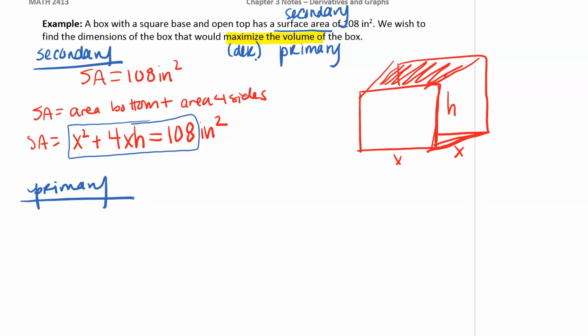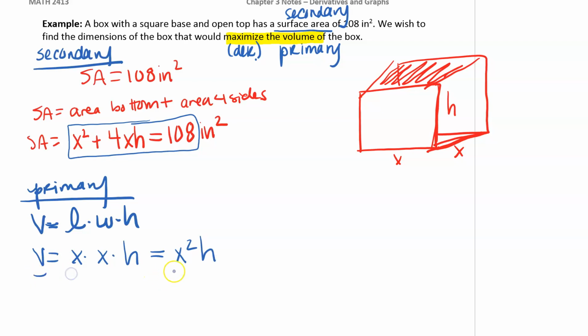And so my primary equation is going to be the volume of this box, like the previous problem, which is length times width times height. We know that the length is x, the width is x, and the height is h. So that gives me x squared h. But now I have three variables. I have V, x, and h. So we're going to use our secondary equation to plug into it. X's are the thing we like to work with.